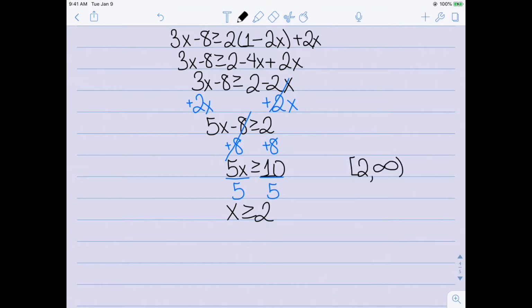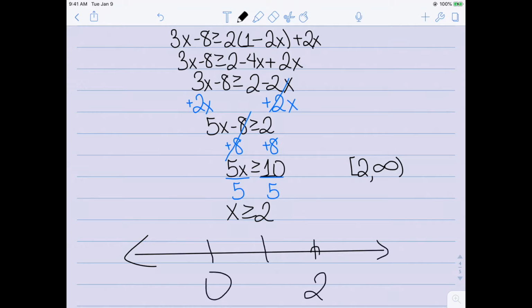In interval notation, I would have a square bracket and a 2 since I'm including 2. And then I need to go all the way up to infinity since I care about all the numbers that are greater than or equal to 2. If I try to graph this, we have 0, 1, 2. We would need a closed dot at 2, and we would shade to the right since we're larger.